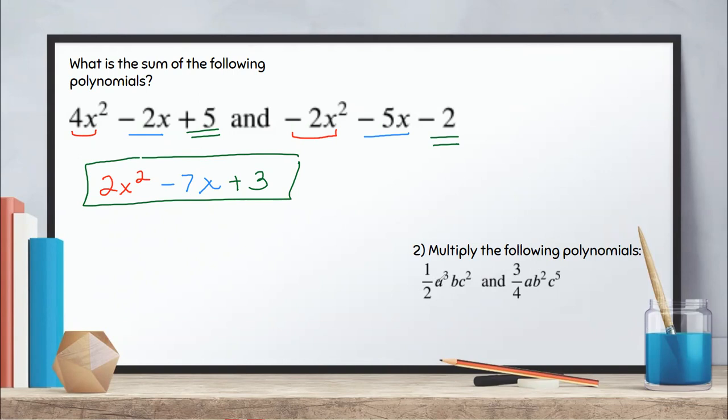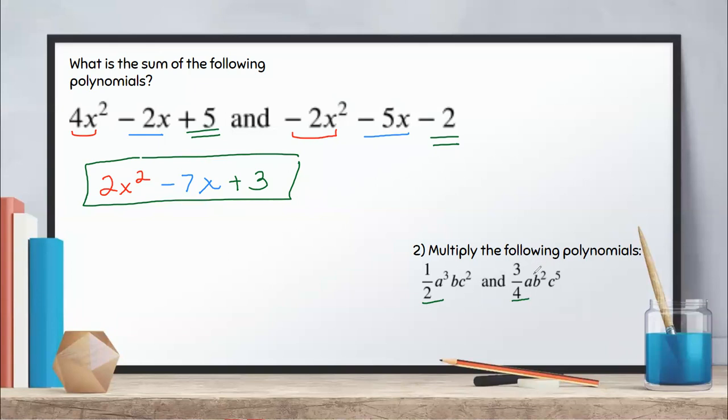So it says 1/2 a to the third bc squared, and 3/4 ab squared c to the 5th power. So when we're asked to multiply these things, we're going to put together the things with the same variable, right? So 1/2 a to the third, we're multiplying that times 3/4 a.